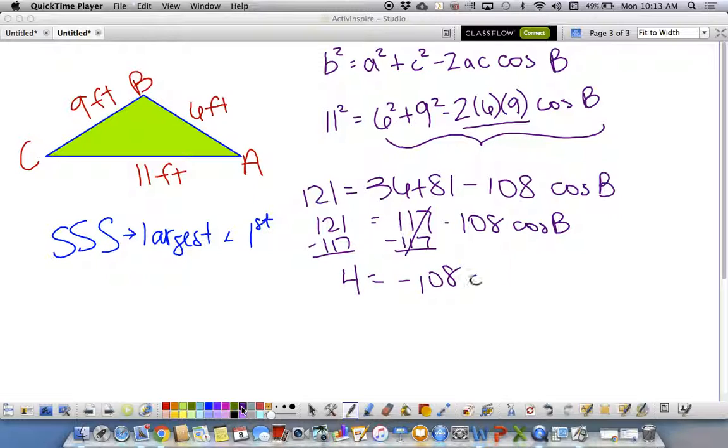Negative 108 cosine B, divided by 108. And then you get inverse cosine. Second answer. What do you get? 92 degrees. Okay? Which means your big answer, 120.